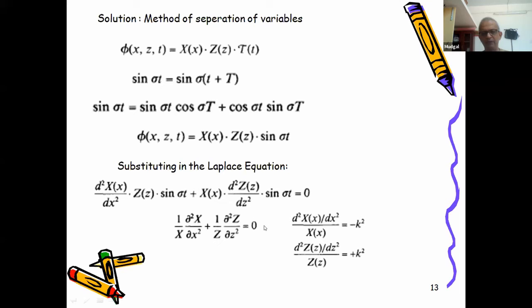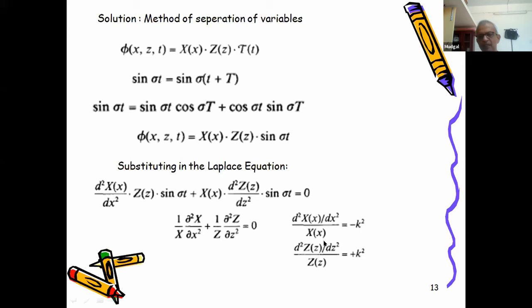Now if this has to be 0, then you have two components: 1 over X del square X by del x square and 1 over Z del square Z by del z square. These two components should be equal and opposite, then only it is equal to 0. Therefore, we choose two constants, one is minus k square and the other is plus k square. So these are equal and opposite, and when you substitute back, it will satisfy.